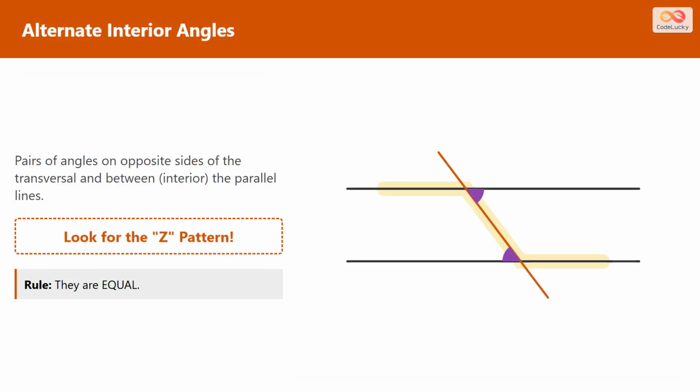Next, we have alternate interior angles. These are on opposite sides of the transversal and in the interior region. A great way to spot them is to look for a Z pattern. Just like corresponding angles, alternate interior angles are equal.